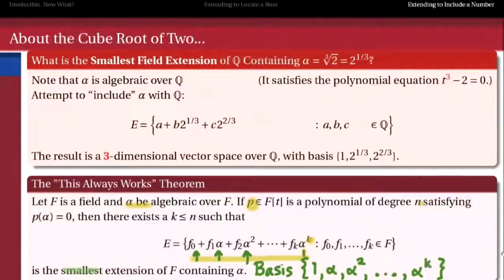So this again, just like our previous example, is going to be a vector space over F, and a basis for that vector space is going to consist first of all of 1, and the reason that we have this 1 in here is so that we can locate F, the base field, inside of E, and then we have all the powers of alpha up to alpha to the k. If all of those are independent over F, then this is a linearly independent spanning set, therefore a basis for E. And when this happens, when the this-always-works theorem is invoked, we call this F parentheses alpha, or F adjoin alpha. This is the smallest field that extends F and contains the number alpha inside of it.